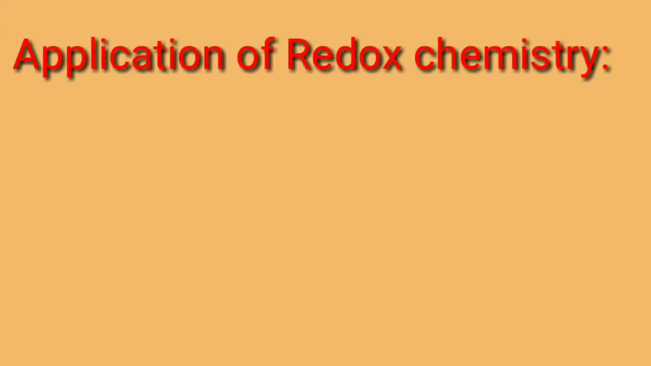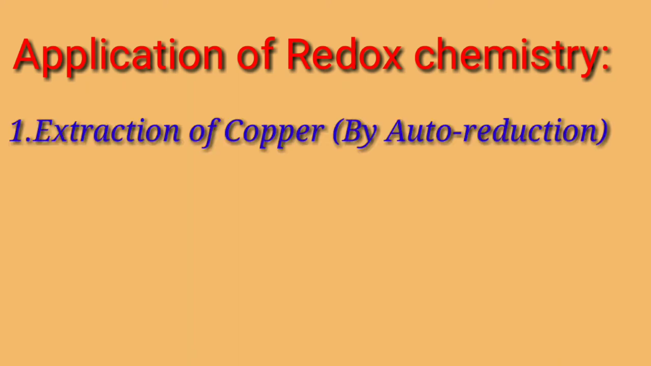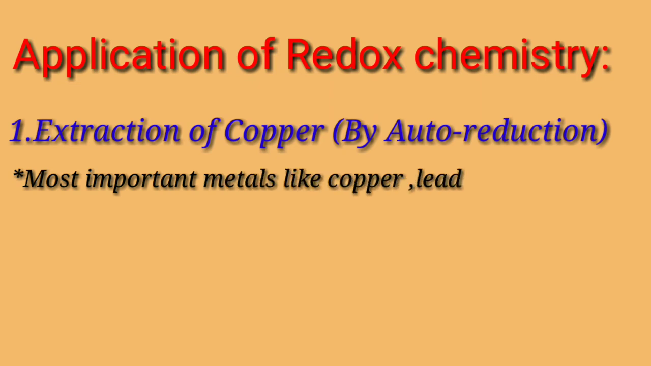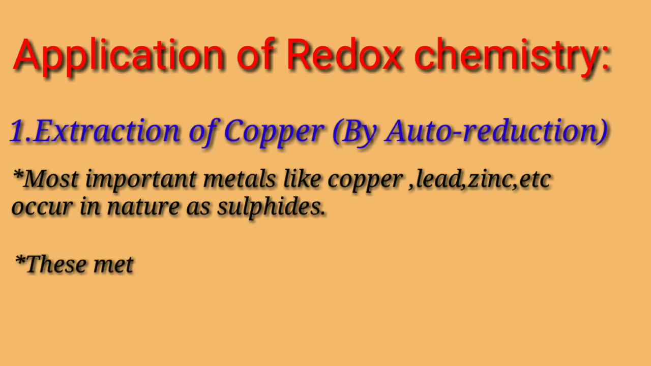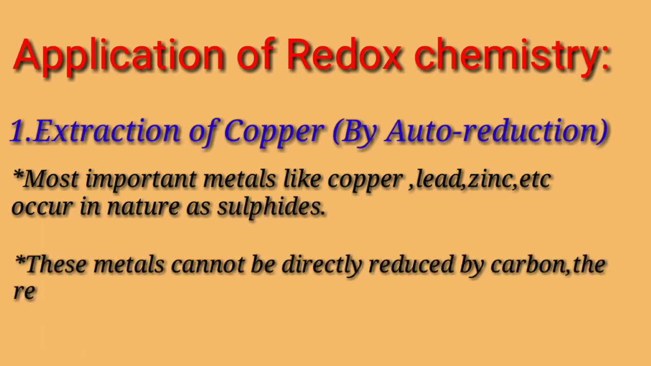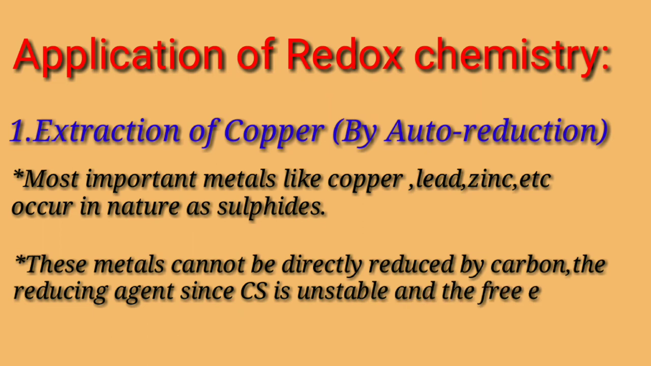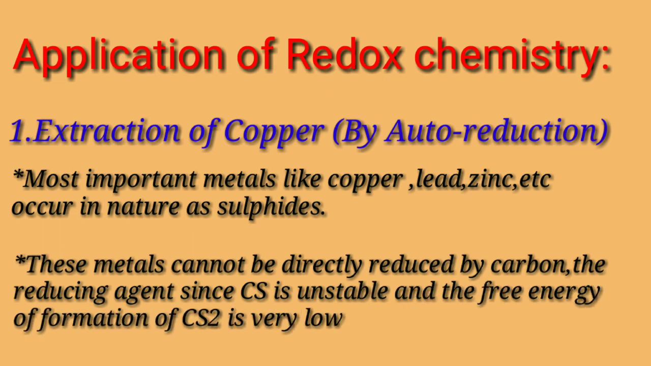Next is application of redox chemistry. In that, first is extraction of copper, also referred to as auto-reduction. Most important metals like copper, lead, zinc, etc. occur in nature as sulfides. These metals cannot be directly reduced by carbon as the reducing agent, since carbon sulfide is unstable and the free energy of formation of carbon disulfide is very low.